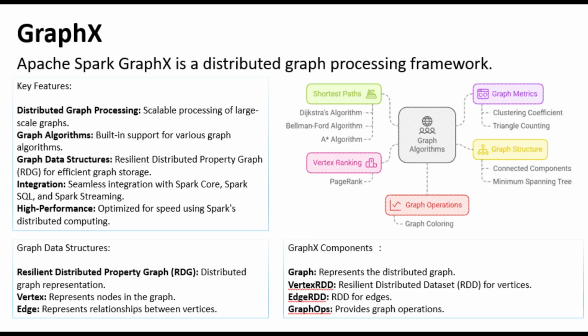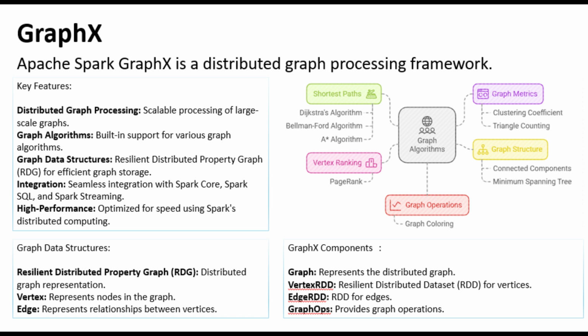Finally, we have GraphX. GraphX is a library for graph processing, enabling analysis of interconnected data. Its key features include: 1. Distributed graph processing. 2. Graph algorithms. 3. Graph data structures. 4. Integration with Spark Core, Spark SQL, and Spark Streaming. 5. GraphX uses Resilient Distributed Property Graph, RDG, for efficient graph storage.